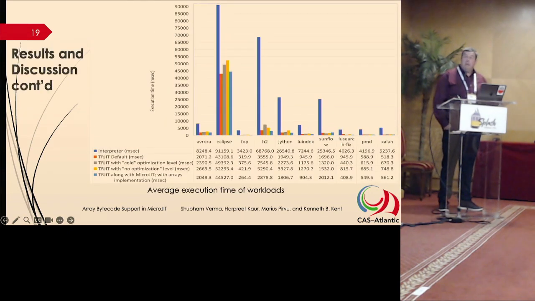In comparison, with TRJIT versus MicroJIT by itself, here you can see the various benchmarks down the top. The blue is the interpreter only, which clearly has the worst performance. Next is our TRJIT by default. Next is the TRJIT with cold optimization level. Below that is the TRJIT with no optimization level. And then the bottom one is TRJIT along with MicroJIT, where we have the array support added in for MicroJIT.